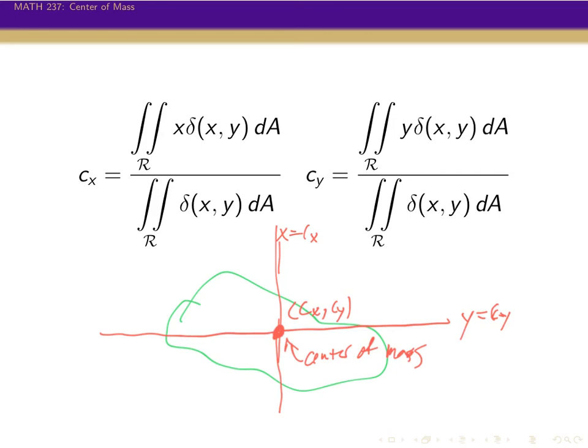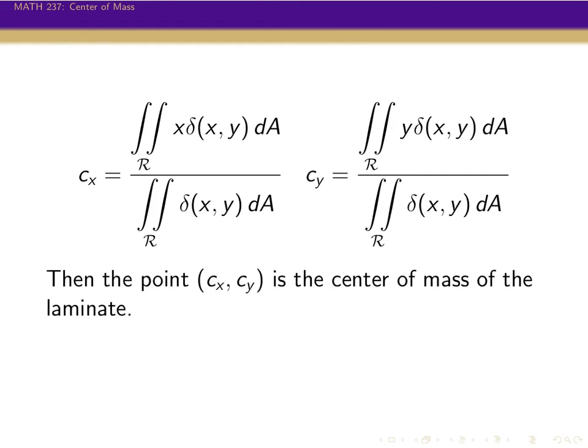Yeah, and in this, particularly we picked the x and y directions just because it makes the integration the easiest. It turns out that these lines don't even have to be perpendicular. We just have to find two different lines, any two lines on which it balances, and they always are going to intersect at the center of mass. Okay. Yeah, so that point (Cx, Cy) is the center of mass of the laminate.